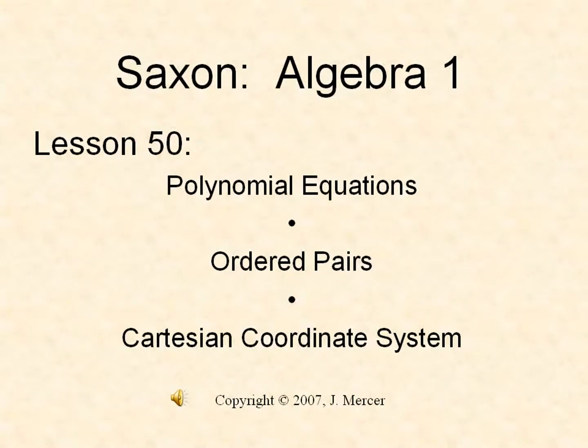Saxon Algebra 1, Lesson 50. Polynomial equations, ordered pairs, and the Cartesian coordinate system.